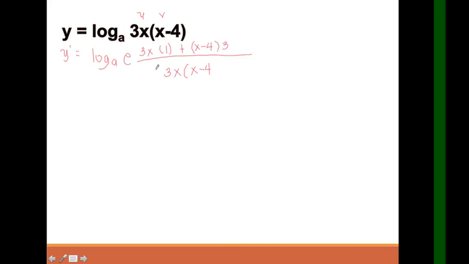Kung isi-simplify mo yan, alam nyo naman kung paano gawin yon. We have logarithmic of base a, e, and then that's equal to 3x plus 3x. Okay? 3x, 3x eh. So, we have 6x minus 12. Correct me if I'm wrong na lang. So, we have here 3x quantity x minus 4. And then, ilalabas natin yung 3. Okay? Ilalabas natin yung 3 dito.